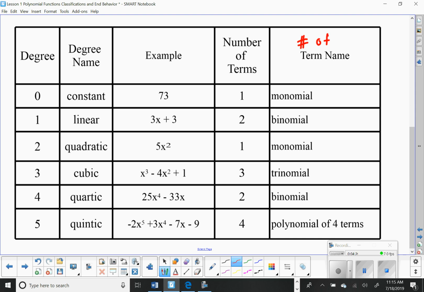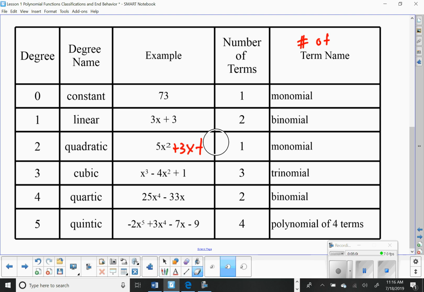So remember that the number of terms and the degree name are not the same. To some extent, the degree does limit the term names. If you've got a constant, you can only have one term. If you've got a linear, you could have 1 or 2 terms. If you have a quadratic, a degree of 2, x squared. In this case, we have 5x squared. It's a quadratic monomial. Why is it a monomial? Because there's one term. If I did plus 3x, now I have a quadratic binomial. If I did plus 7, I would now have a quadratic trinomial.